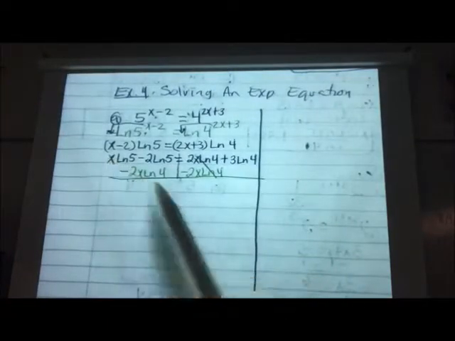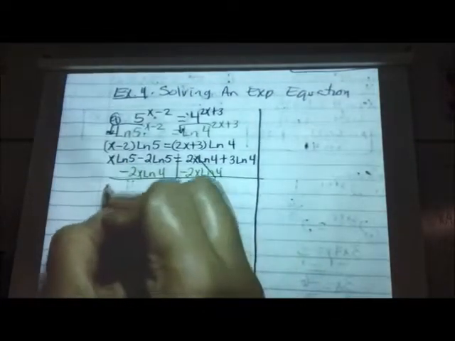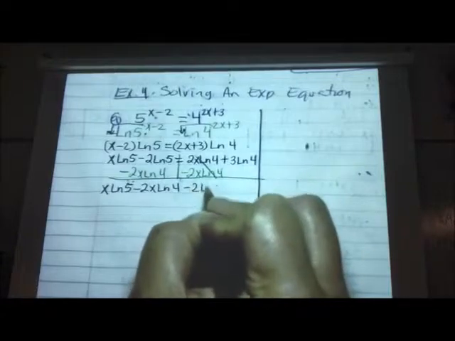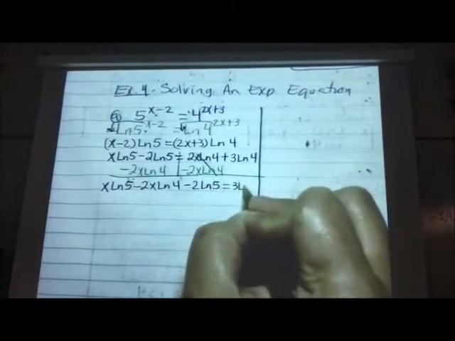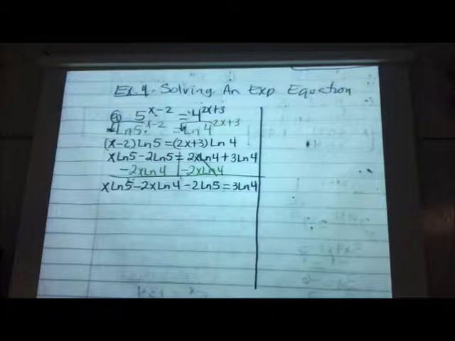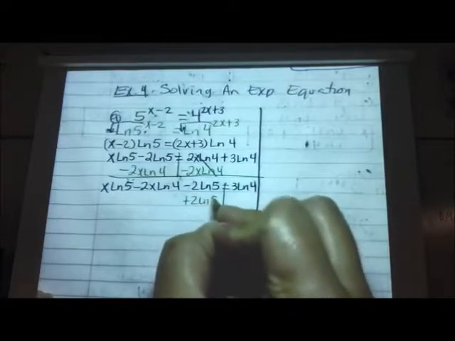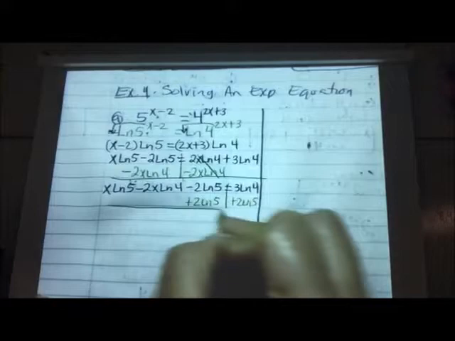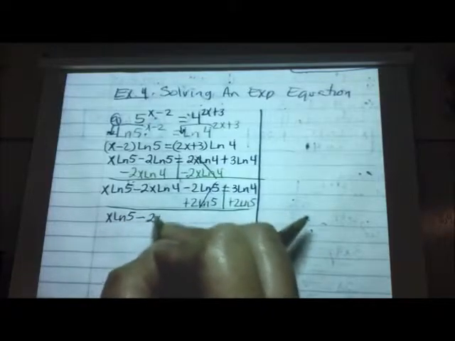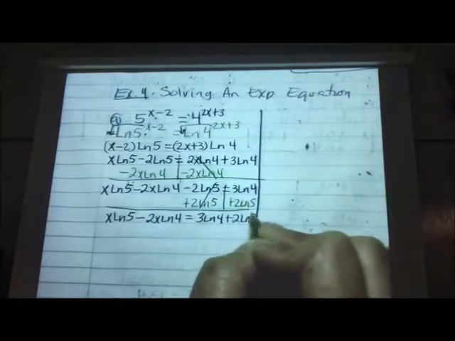Now, can I combine my x's? No. Because one is ln 5 and the other one is ln 4. So I'm just going to write these down. Does it matter what order we write them in? No. Honestly, it doesn't. So, the 2 ln 5 comes down, 3 ln 4 is right there. So now who do I have to move over to the other side? Plus 2 ln 5, so the 2 ln 5 crosses out: x ln 5 minus 2x ln 4 equals 3 ln 4 plus 2 ln 5.